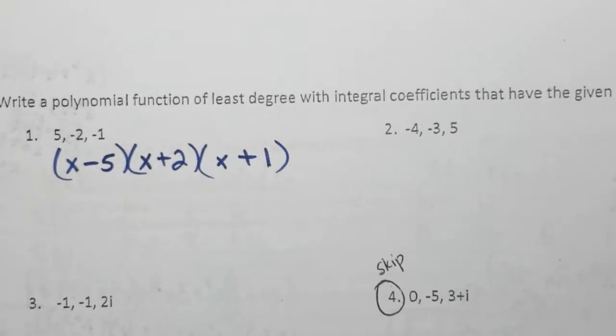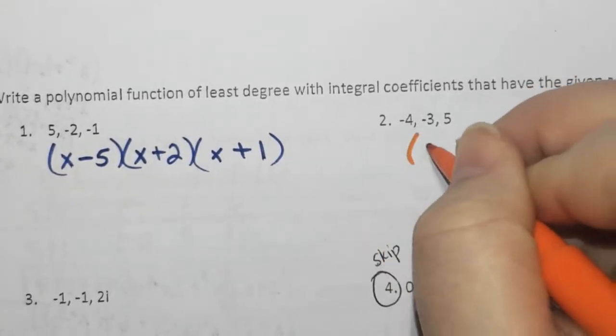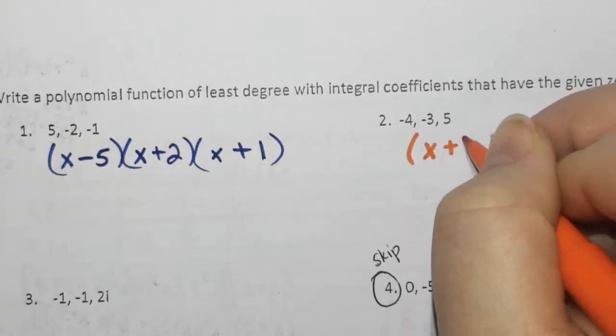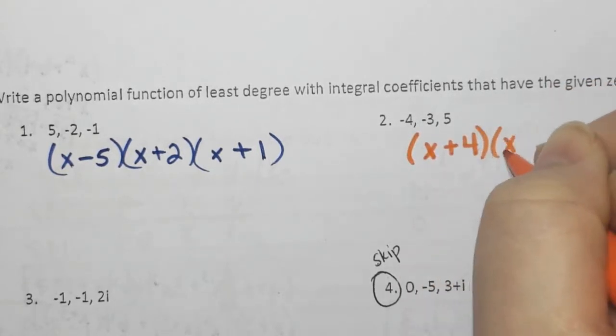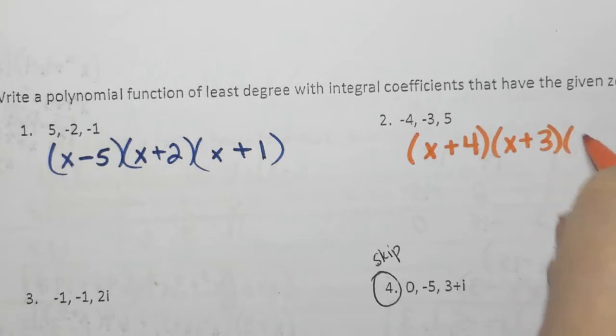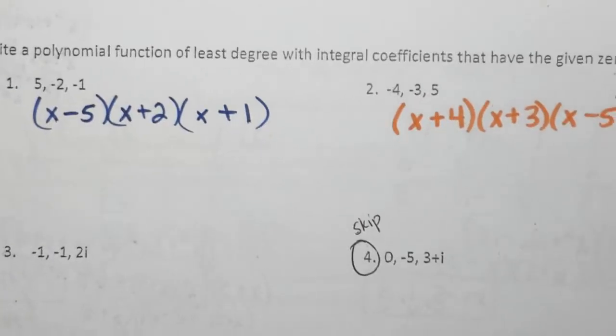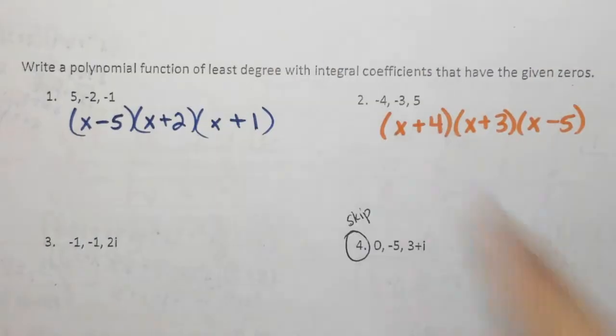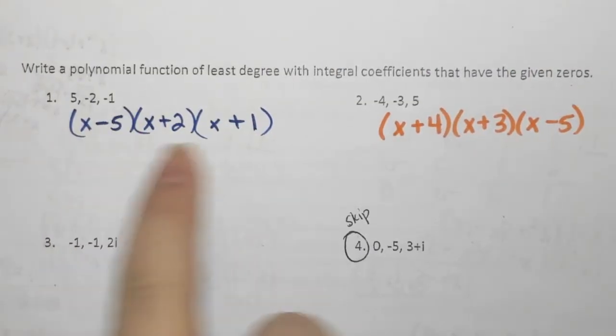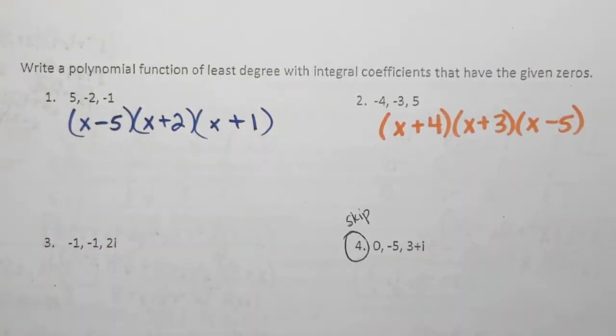So let's go ahead and list out number 2 then. I know it's going to be x plus 4, x plus 3, and x minus 5. And you're going to get most of your points from me on this next test if you were smart enough to realize if those were the zeros, this is the polynomial we were dealing with.